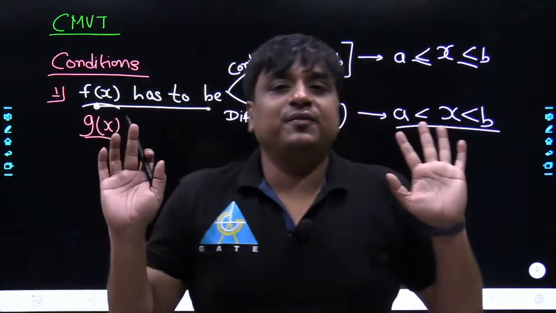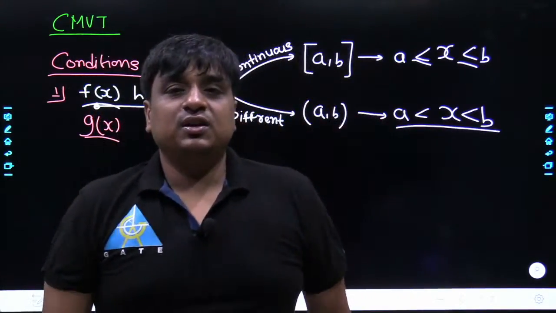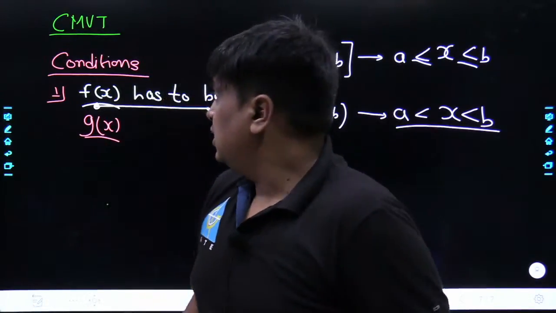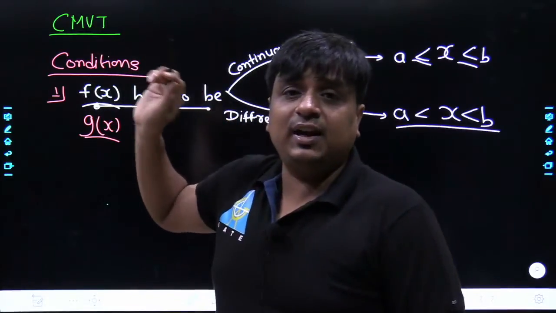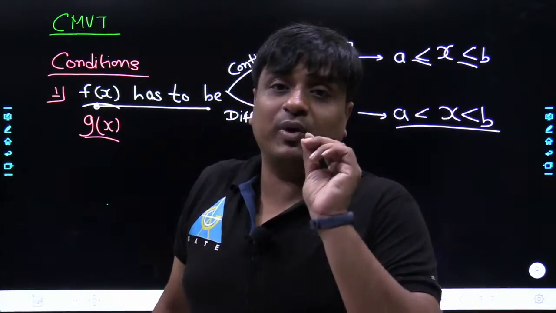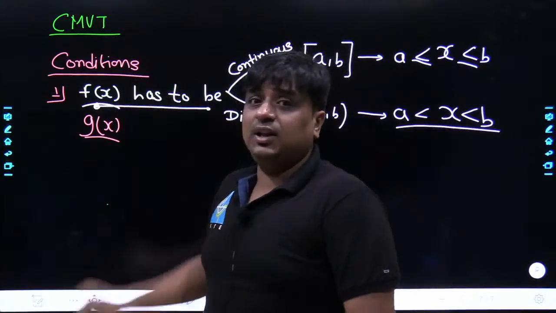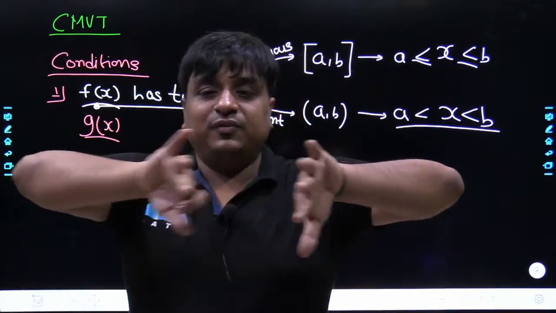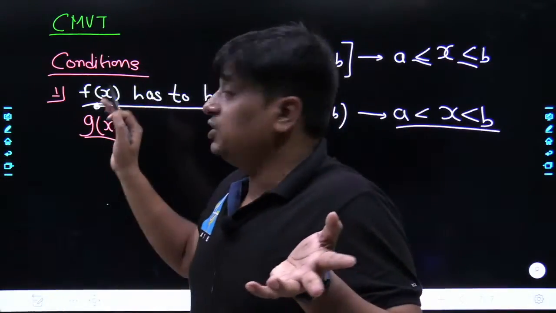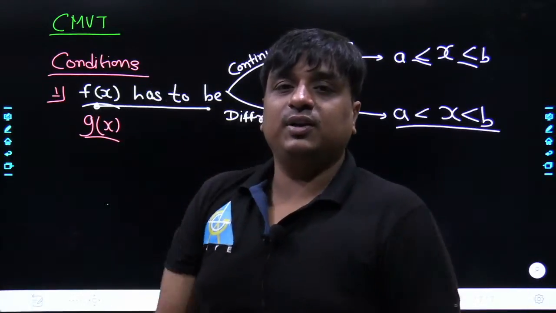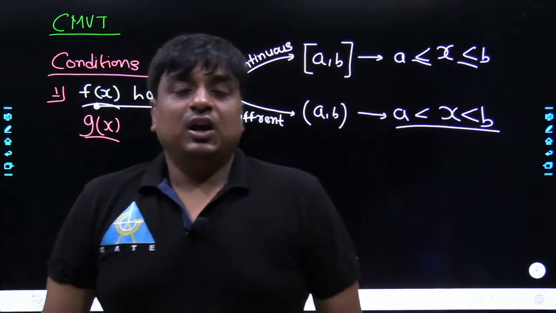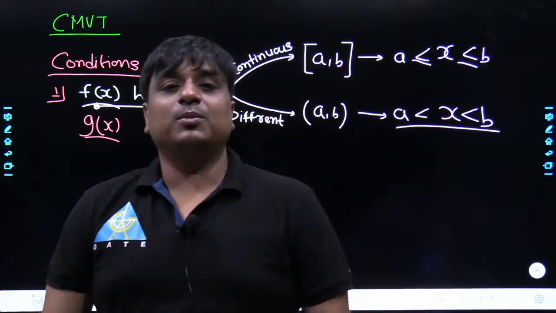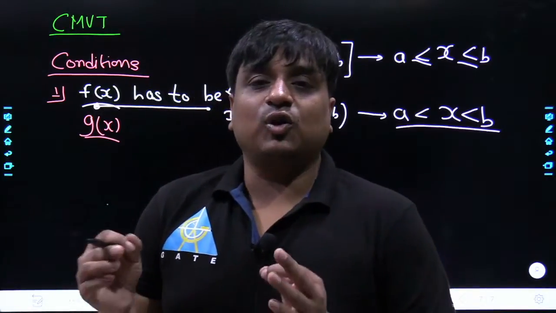Most of the time I have seen students have ambiguity. Sir, how will we know whether we are dealing with RMVT, LMVT or CMVT? See, in case of RMVT and LMVT, only one function would be provided to you. But in case of CMVT, two functions would be provided to you. So you can make a bifurcation that this problem is from CMVT and this problem is from LMVT or RMVT. Now the second question: how will you know whether it is a problem of LMVT or RMVT? You need not worry about it. RMVT is the limiting case of LMVT.